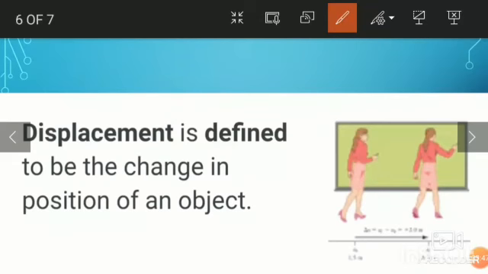So once again, a small example of it. Displacement is defined to be the change in position of the object.